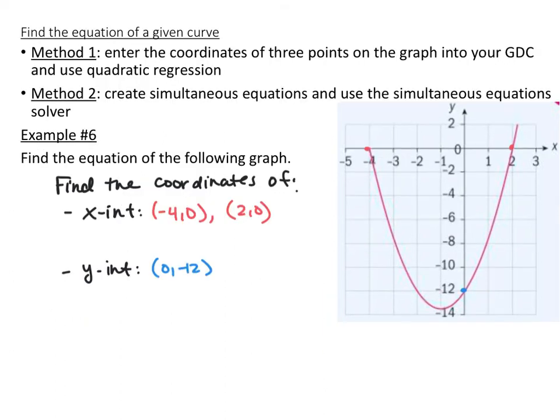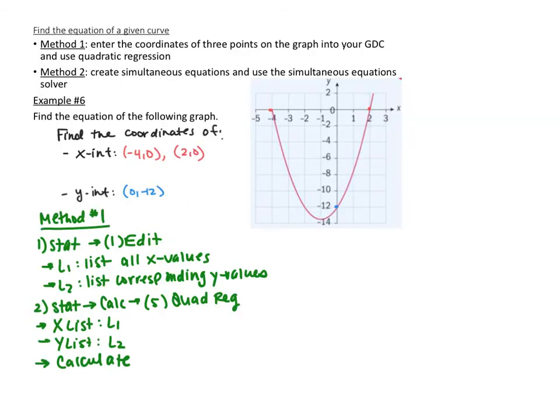So for the x-intercepts, our coordinates are (-4, 0) and (2, 0), and for our y-intercept, our coordinate is (0, -12). So the first method is to use the quadratic regression on your graphing calculator, similar to how we've done linear regressions in the past.